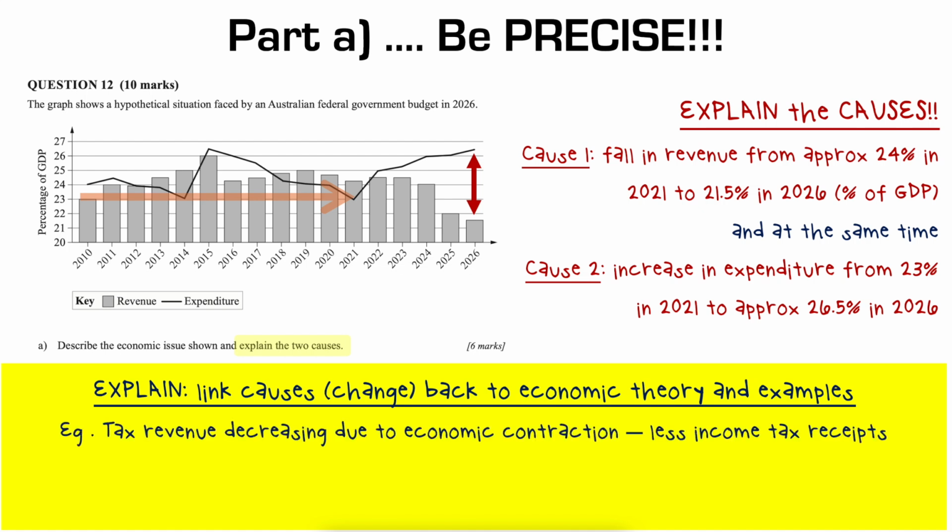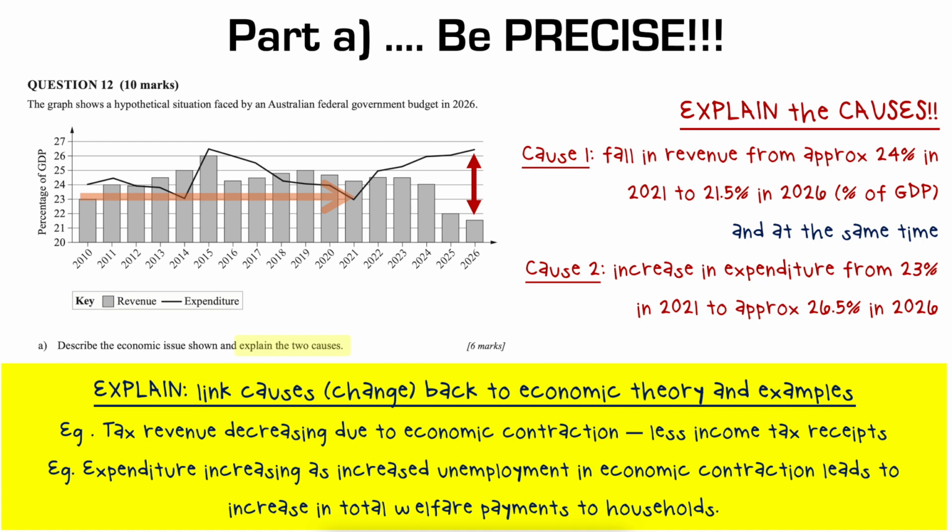For example, tax revenue might be decreasing due to an economic contraction, with less tax income receipts. Expenditure is increasing as increased unemployment in this economic contraction leads to an increase in total welfare payments to households. So this deficit position, because I know that deficit positions often become quite large when there's an economic contraction, helps me to think through to some logical economic theory that may describe why this is all happening.